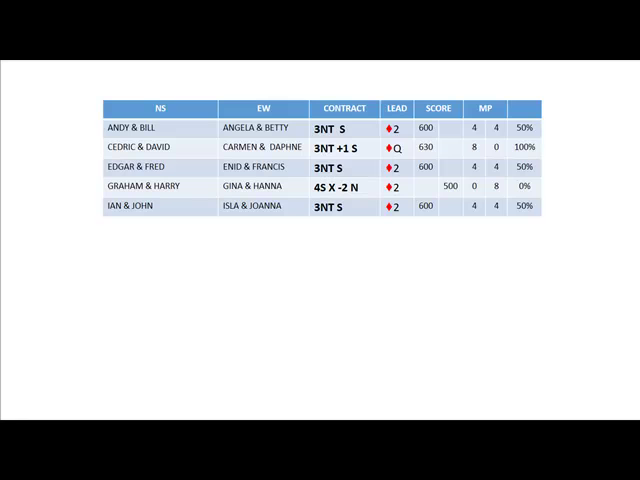So there's a moral straight away. You have to go for the extra tricks. Don't just be happy to have got your contract. If you spot a way of getting the extra trick, that'll be hugely beneficial. That's positive. What about Graham and Harry?